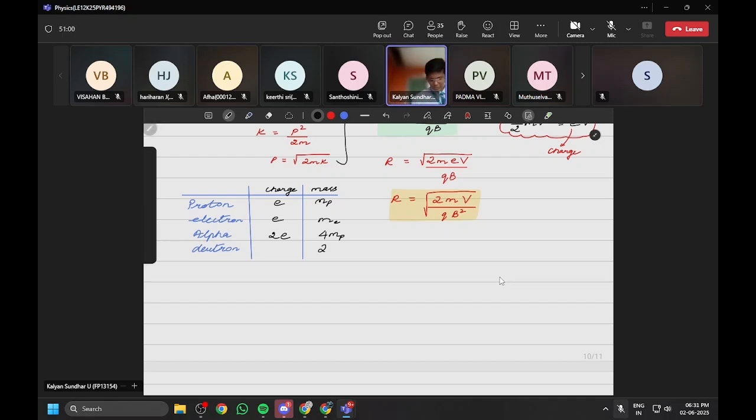And for the deuteron, it will be twice the mass of the proton, and the charge will be of your proton. Right.